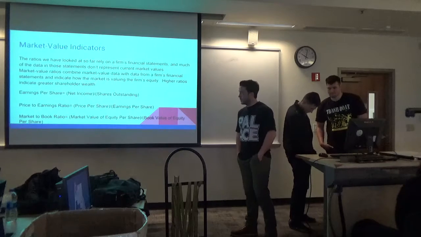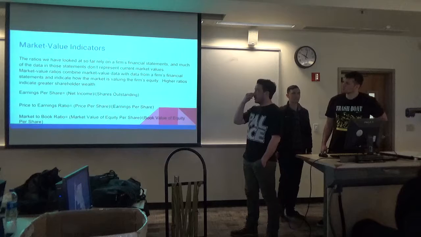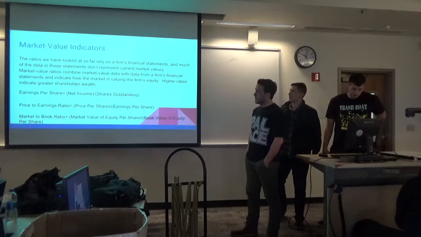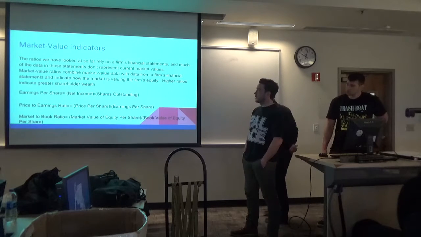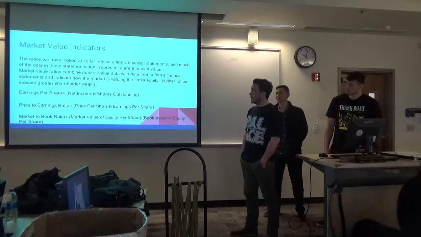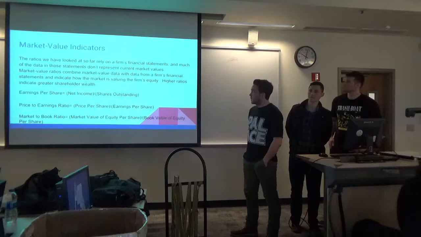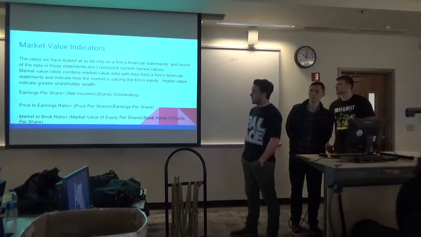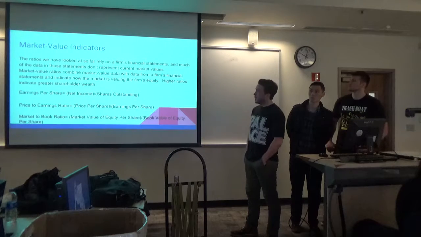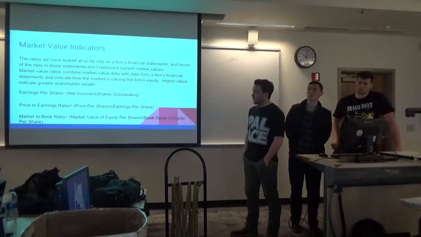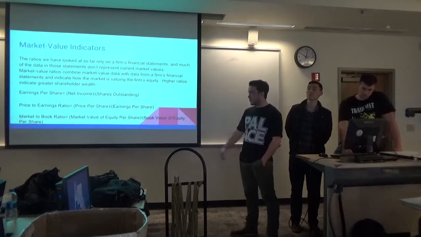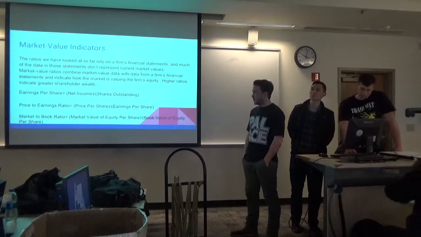The ratios we've looked at so far rely on a firm's financial statements, and much of the data in those statements doesn't represent current market values. So market value ratios combine market value data with data from a firm's financial statements and indicate how the market is valuing the firm's equity. Higher ratios indicate greater shareholder value. You have earnings per share, price to earnings ratio, and the market to book ratio.